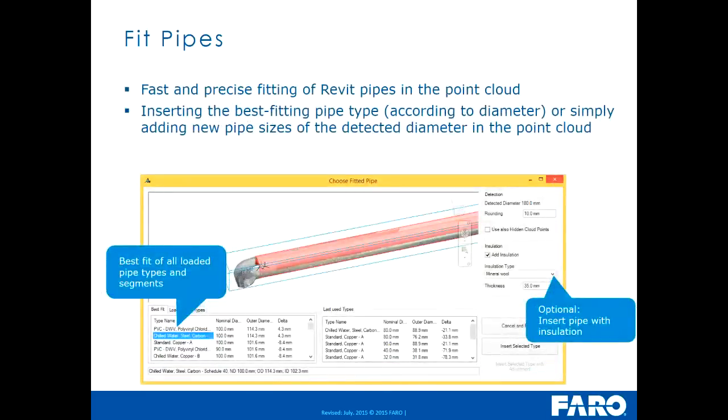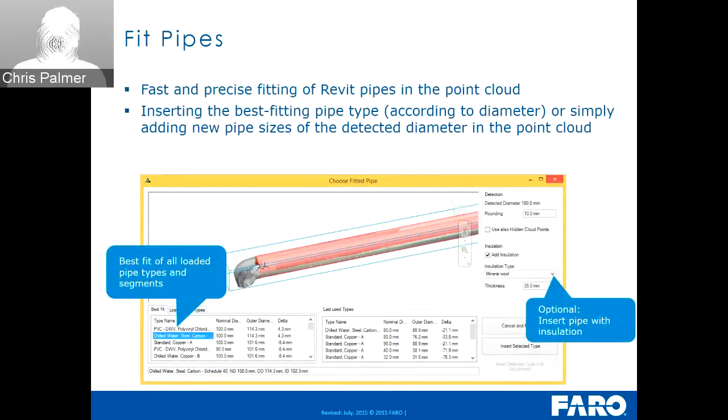Okay. So I'll just quickly run through a few slides and then we'll drop into actual Revit itself, and I'll show you how some of these tools work. Very importantly then, the new main tool we've got, which is really, really interesting for a lot of people, is the ability to best fit pipes to the point cloud. So we've loaded in our components, we've loaded in some piping families, and what we can do now is fast and precisely fit pipes to the point cloud.